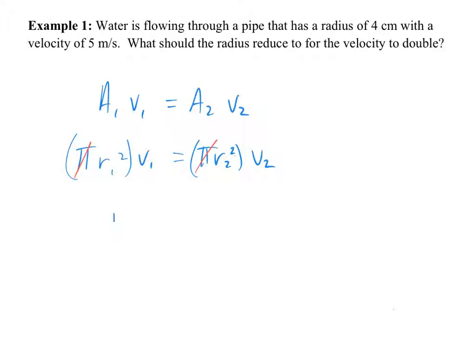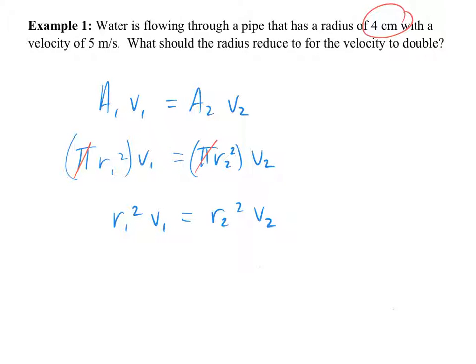Now, that gives me a formula of r1 squared v1 equals r2 squared v2. So this is just another version of the formula at the top. Except now the values are squared, which makes sense because a radius is given with a simple unit of centimeters. It has to be squared to make it an area, so it's a square unit.